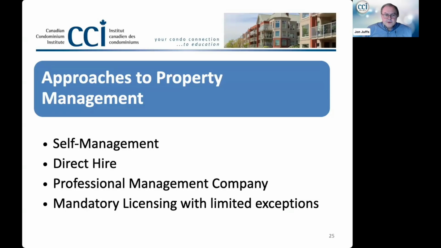And so those are really the 3 nuances as you see on the screen there. Self-management, so no hiring of anybody. The board does everything themselves. A direct hire, employ somebody, which comes with all of the problems that go with it. And a professional management company, which would be governed by a professional services contract with things like termination clauses and payment requirements and things like that.